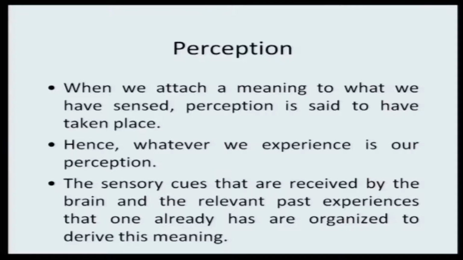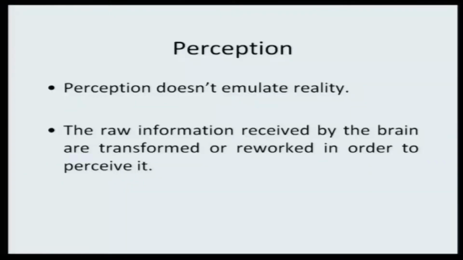Therefore, the sensory cues that are received by the brain and the relevant past experience that one already has are derived back to our working memory in order to provide a meaning to whatever we have sensed. So, this is how perception takes place, but remember one thing, perception need not always emulate reality. The raw information that is received by the brain is transformed or reworked in order to perceive.